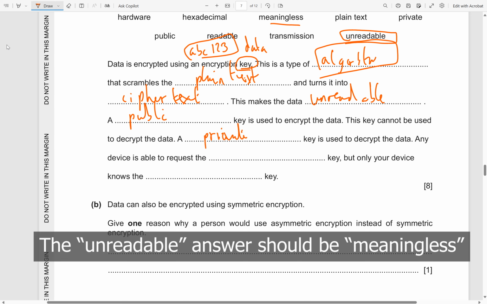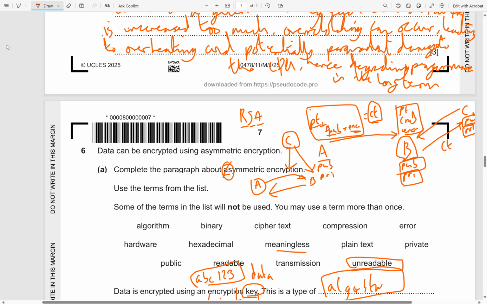Any device is able to request the public key, because as we saw, both A and C are able to get B's public key. However, only your device knows the private key, because you don't want to give that to other people. Let's say if C managed to steal B's private key, then C would be able to decrypt anything that A is sending, because of course they've got B's private key.